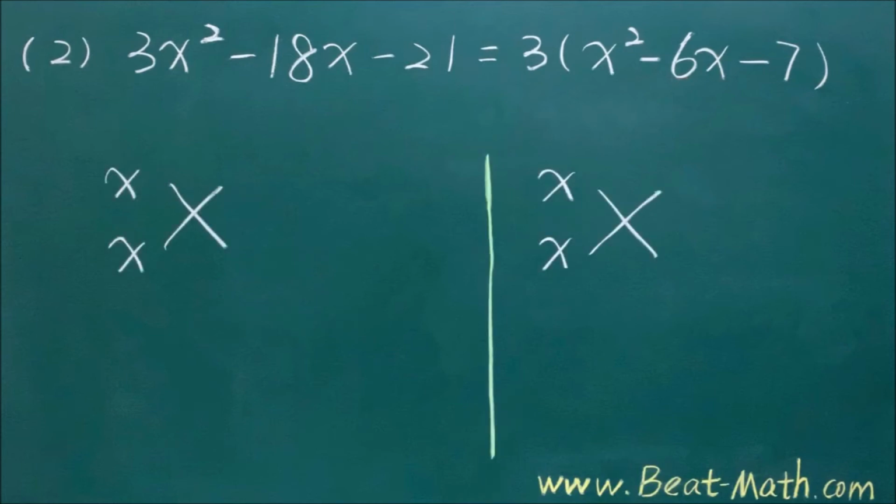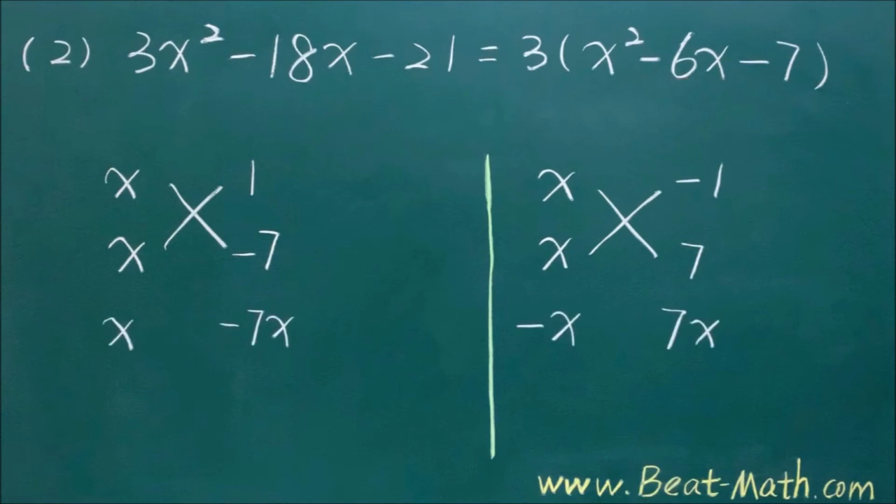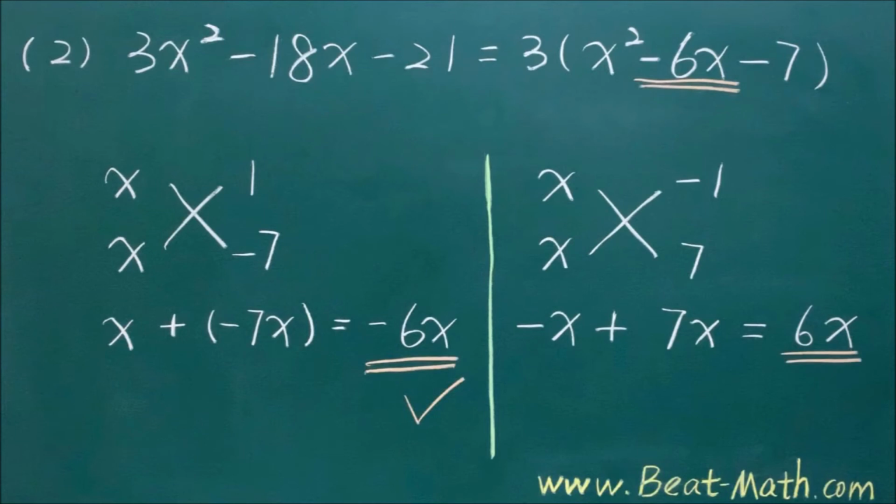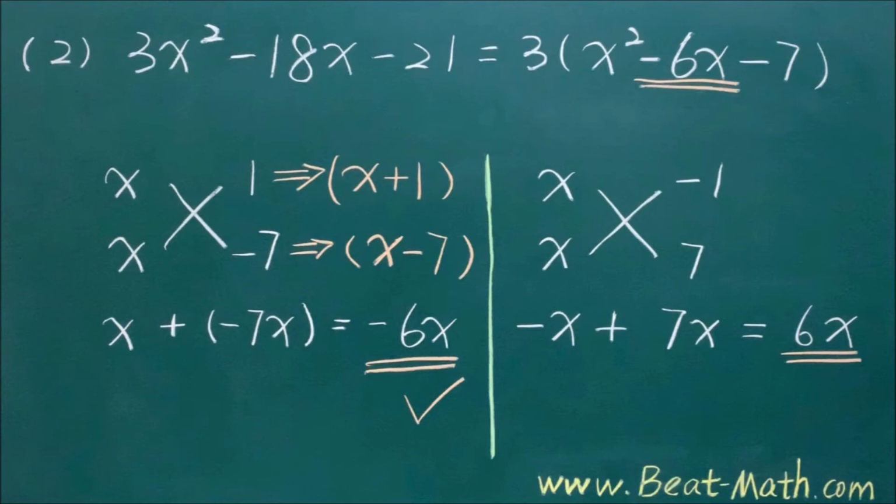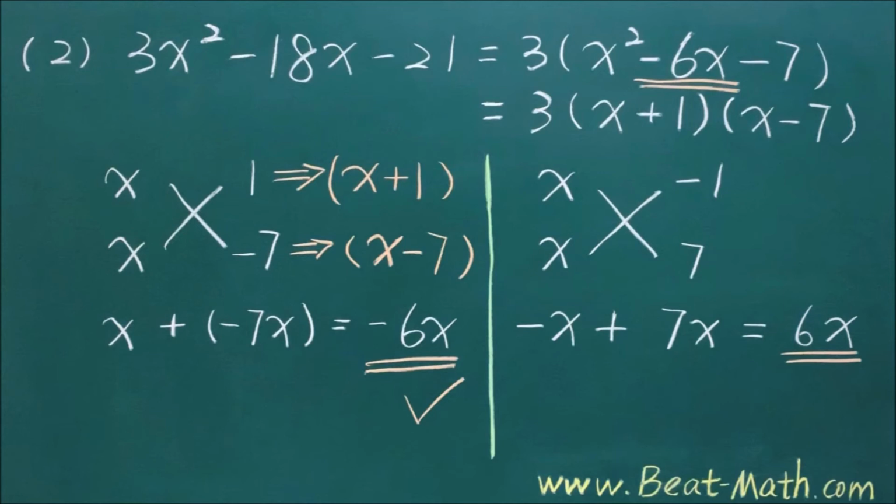Here the -7 can be the product of 1 and -7, -1 and 7. Applying the crossing method, the pair of 1 and -7 brings us the result -6x. We must not forget to bring the 3 along for the result. It will be 3 times the quantity of x plus 1 times x minus 7. Now, let's move on to the next one.